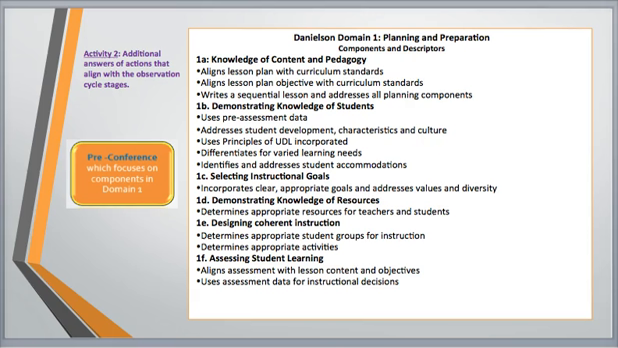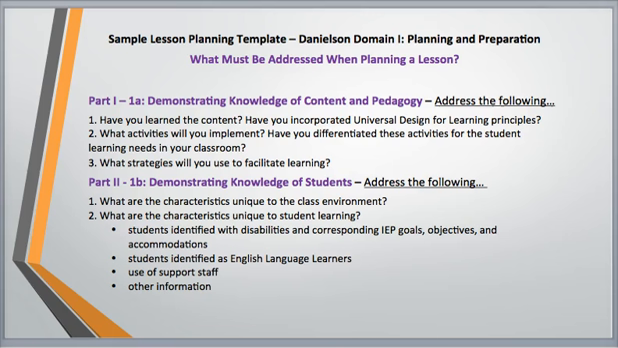Here's Activity 2. Work with a partner to analyze a written lesson plan that each of you has prepared. Use the components and descriptors as a checklist for your analysis. Now, using the same written lesson plans, respond to the questions under each domain.